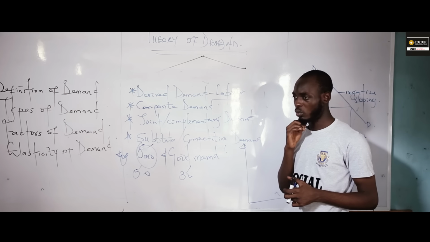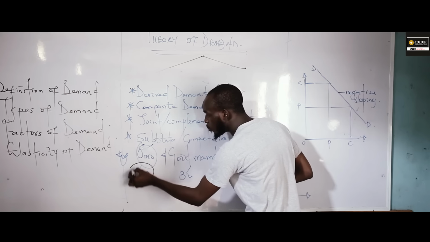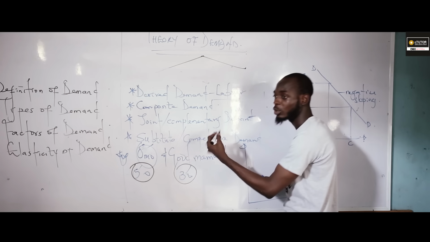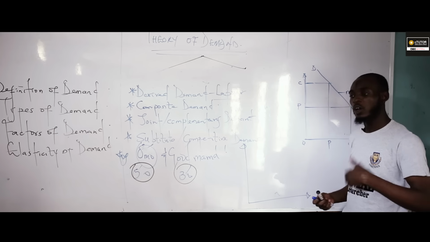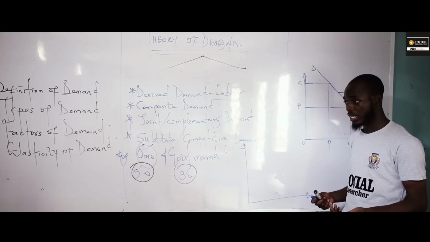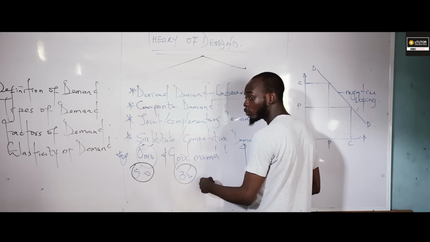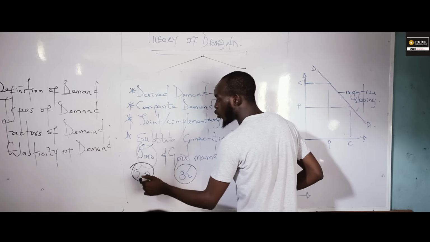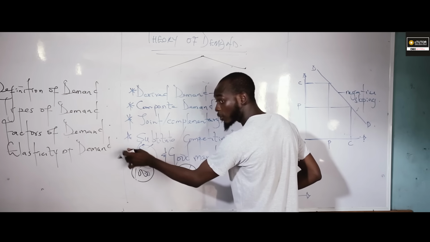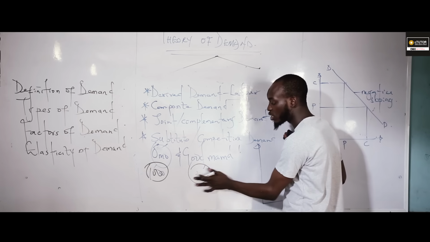Now that means if there is an increase in the price of Omo, there will be an increase in demand of Good Mama. That is substitute demand or competitive demand. Do you understand now? Let's now take for instance, the price of Omo is now 100 naira, although it's 40 gram, and the price of Good Mama is 20 naira.